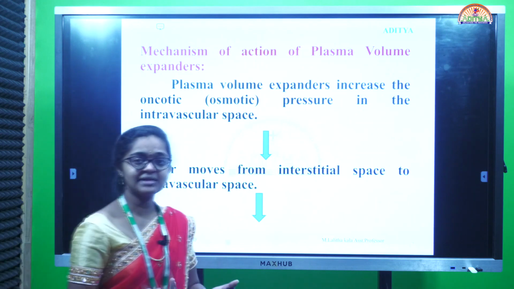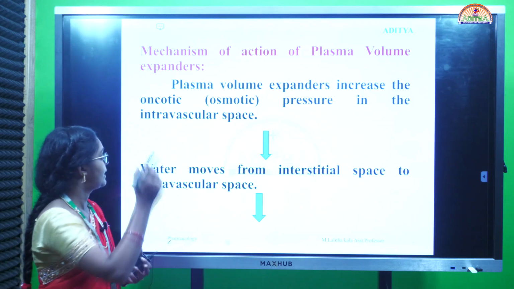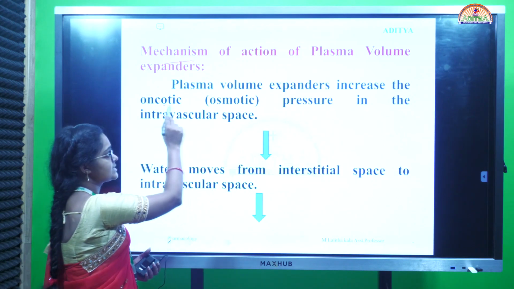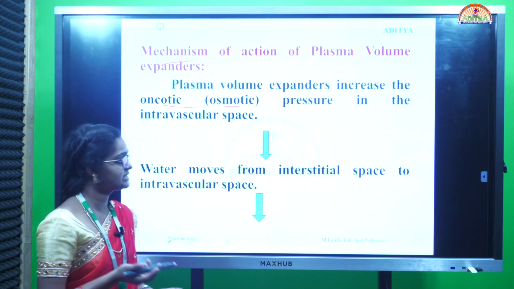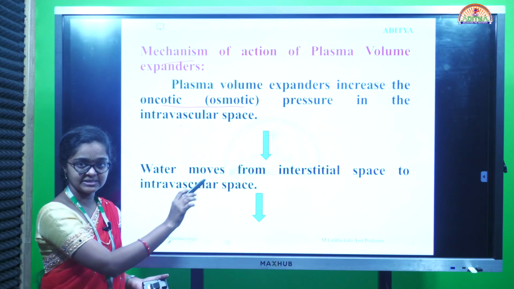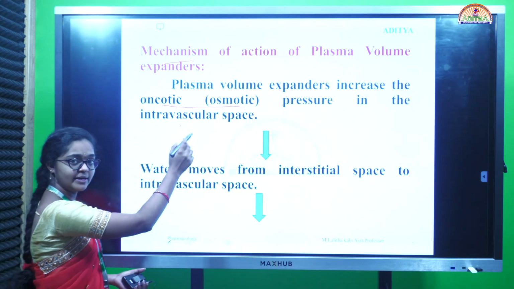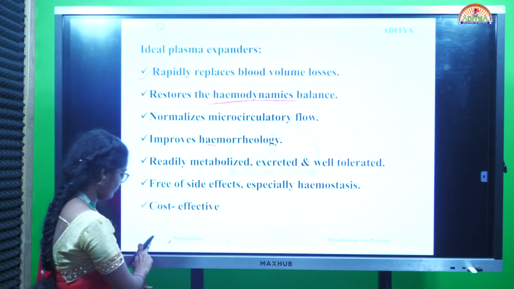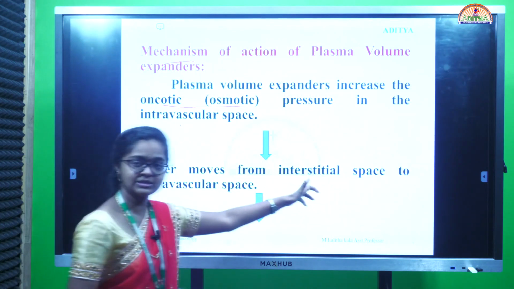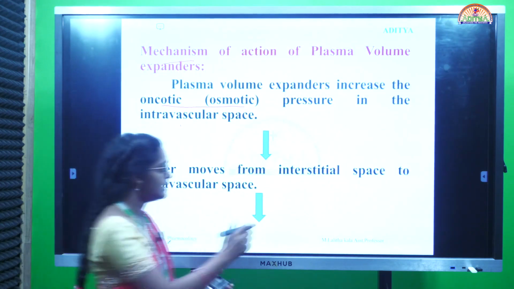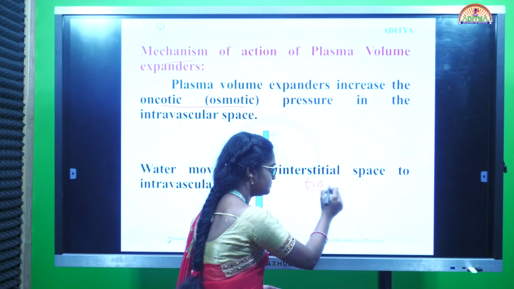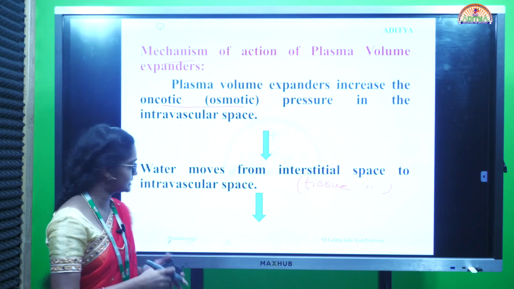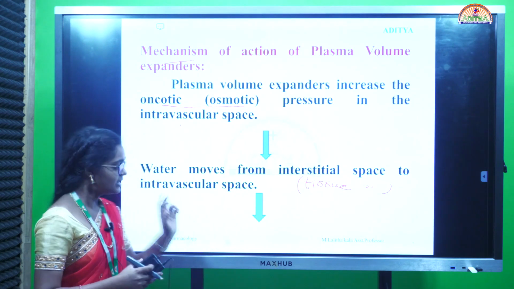Next, what is the mechanism of plasma volume expanders? We have to see the mechanism. Plasma volume expanders increase the osmotic or oncotic pressure in the intravascular space. Next, water moves from the interstitial space to the intravascular space, which means from the tissue space into the blood vessels.